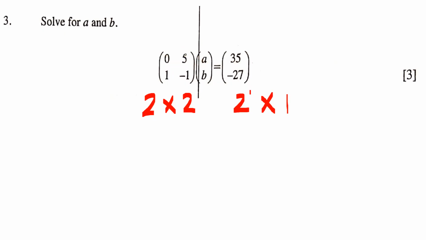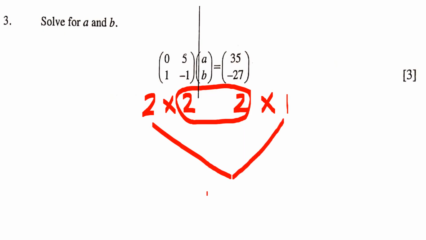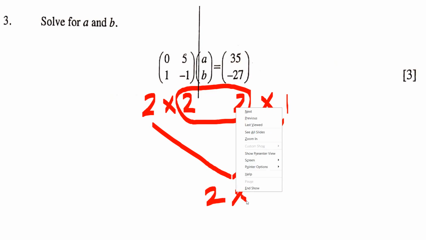Can we multiply these? Yes, we can multiply them because these two numbers right here are equal. That means that the number of columns for the first matrix is equal to the number of rows for the second matrix. If that's the case, we know that we can multiply them. What's also interesting is that our resultant matrix, the matrix that we will get after we multiply them, is going to be a 2 by 1 matrix. So that's important to note as we multiply these things.